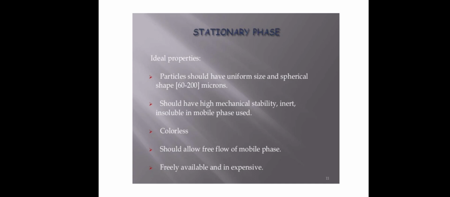Some ideal properties of the stationary phase. The particles should have uniform size and spherical shape. The size should be 60 to 200 mesh, that is the particle size of the silica gel. They should have high mechanical stability, and be inert and insoluble in the mobile phase. We take silica gel as a stationary phase.